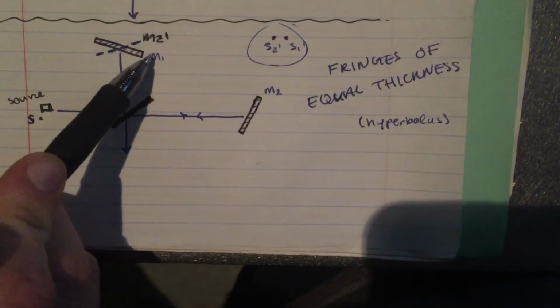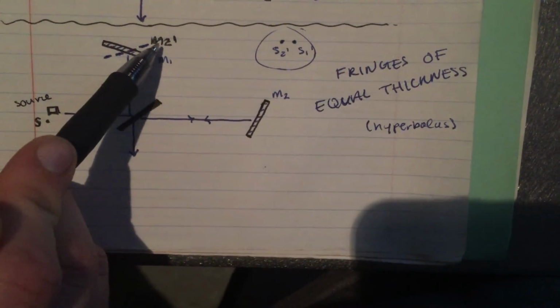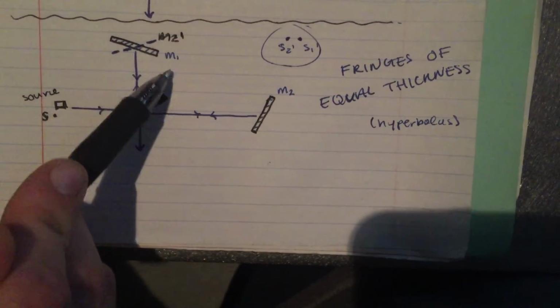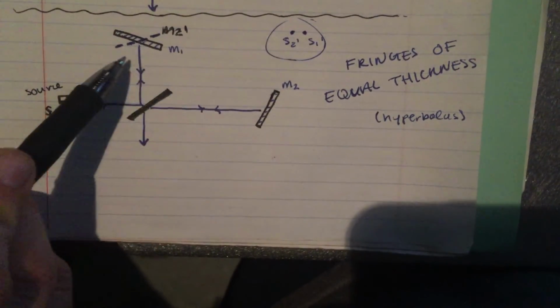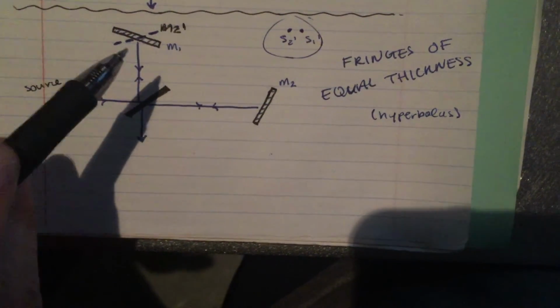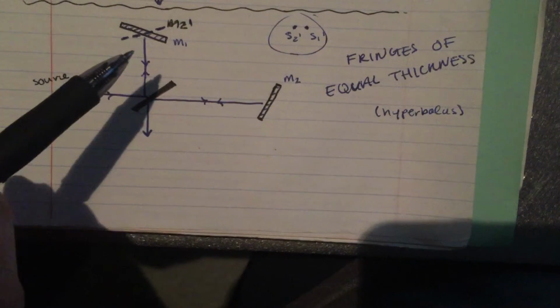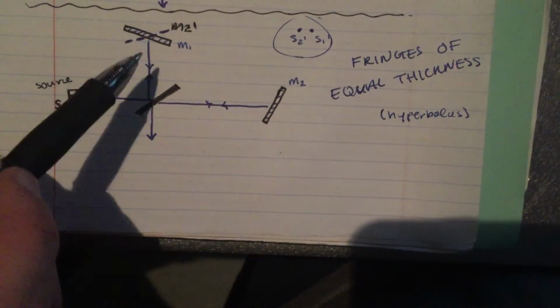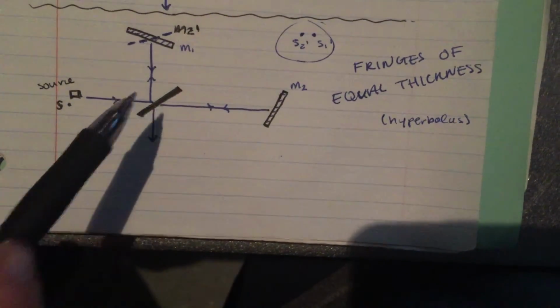So when we look at the orientations of the two mirrors, this one being the reflected image of mirror 2, this one being the physical mirror 1, when their tip and tilt is adjusted accordingly, we're going to see cosine straight line fringes, also known as fringes of equal thickness.